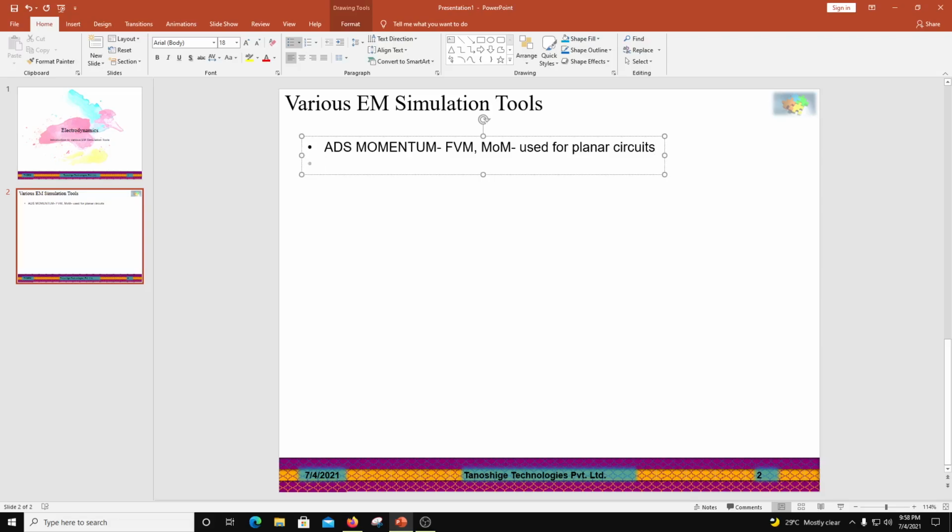Now the next one is EMPro. This EMPro allows you to do FVM, and it allows you to do FDTD, the finite difference time domain method. This is a time domain method, while FEM is a frequency domain method, right? Another thing, with FEM the size of computation is limited, and with FDTD the size can be very huge. It can be multiple wavelengths.